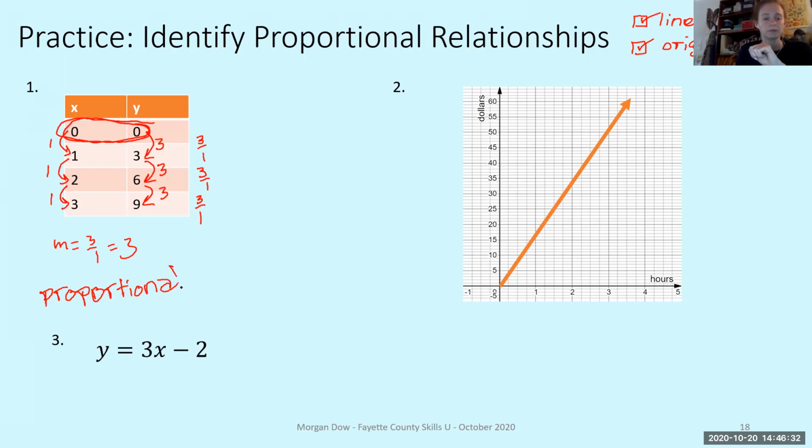All right, now looking at number two, I see a straight line that goes through the origin. And so I would say that this is a proportional relationship.